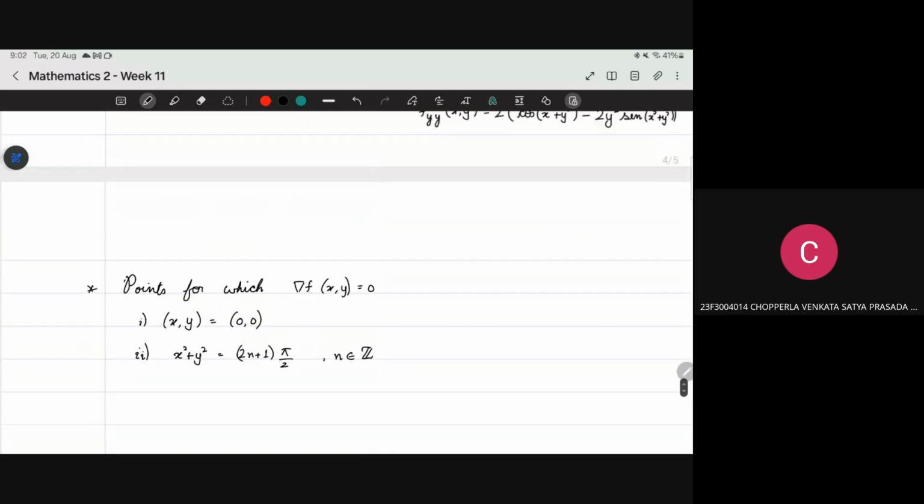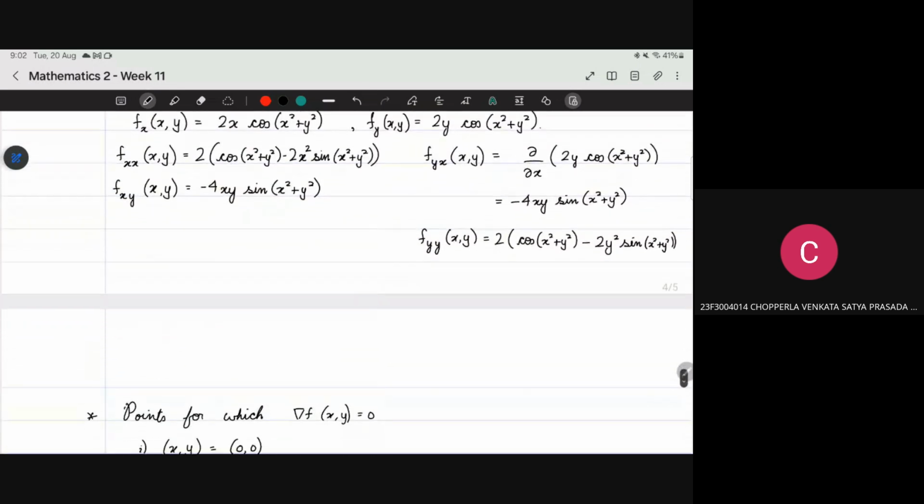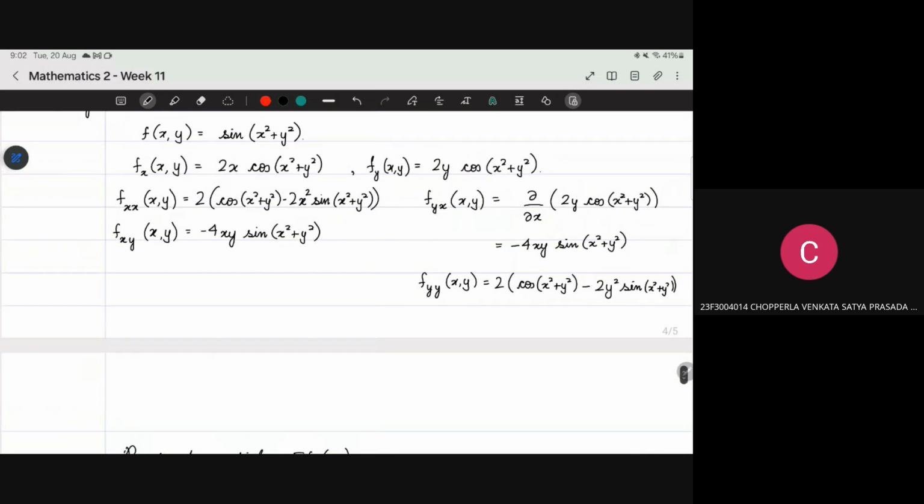Now, what does the Hessian matrix look like? The Hessian matrix has fxx equal to this. The general expression of it, Sir, you can write it down. Yes, I think this is it. I think there are a few more critical points, isn't it, sir?